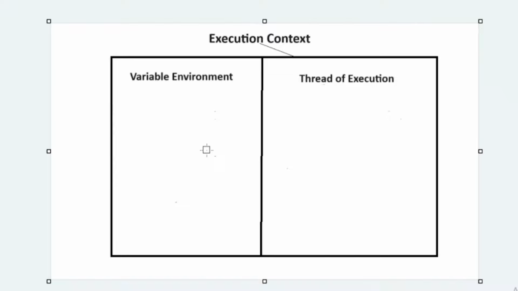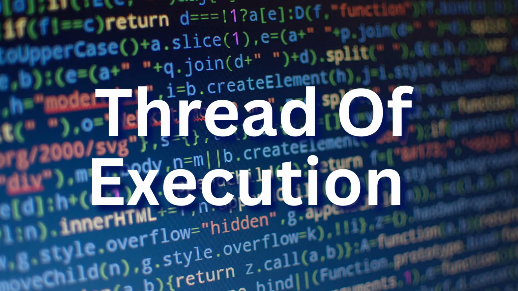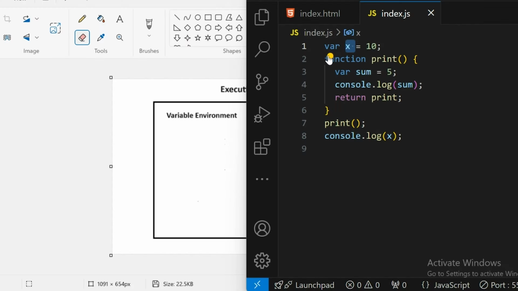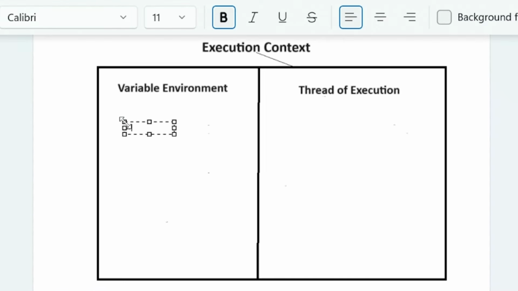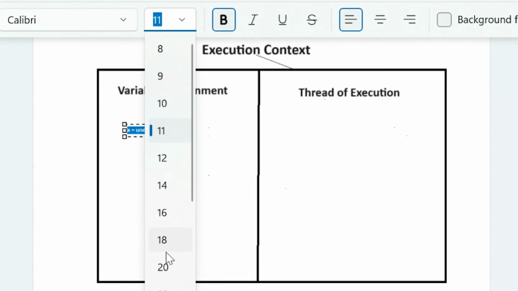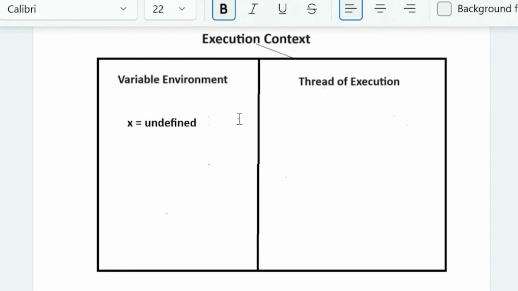That means I can say these are two steps. One is the variable environment and the second one is the thread of execution. The first and foremost thing that happens is a global execution context is created for this particular program. So in this case, let's start with x. Initially x would be stored over here with a special value which is undefined. Undefined is a special keyword in JavaScript. So initially each and every variable in your program will be stored with the value undefined.